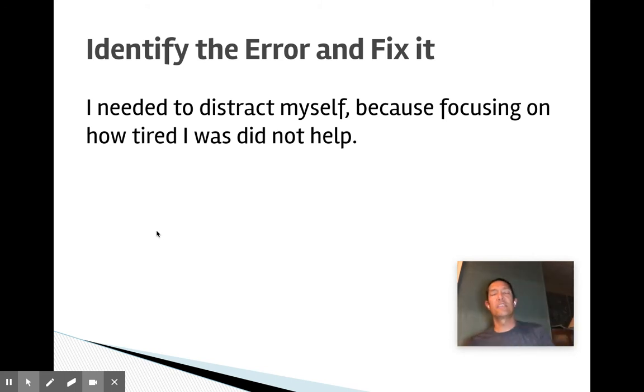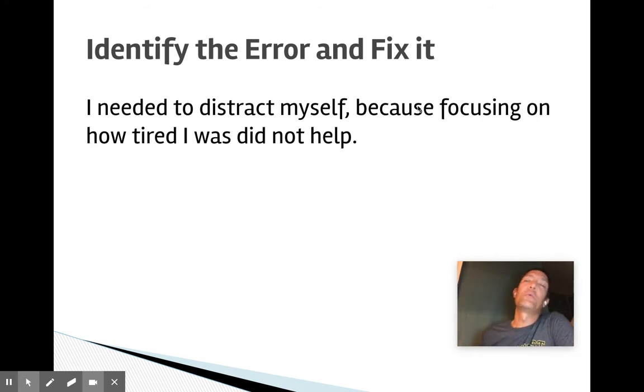I needed to distract myself because focusing on how tired I was did not help. Pause. So we have a complete sentence: I needed to distract myself. We have because, and focusing on how tired I was did not help. So you're thinking, oh, there's nothing wrong with that. We have a complete sentence, coordinating conjunction, and complete sentence. No, what I just said around a minute ago was that because is not a coordinating conjunction.